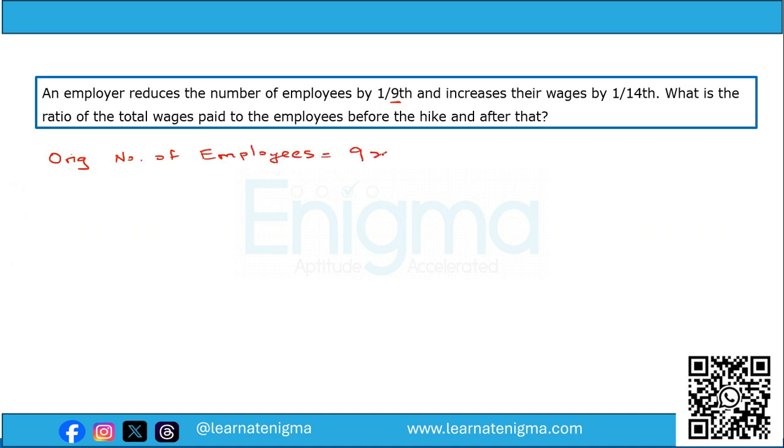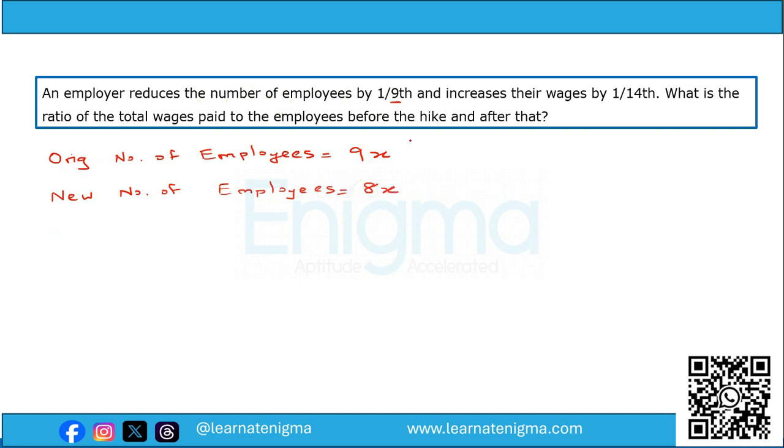as 9x. So therefore, the new number of employees will be 9x minus 1x because 1/9 of the employees are reduced. So 9x minus 1x, that is 8x.